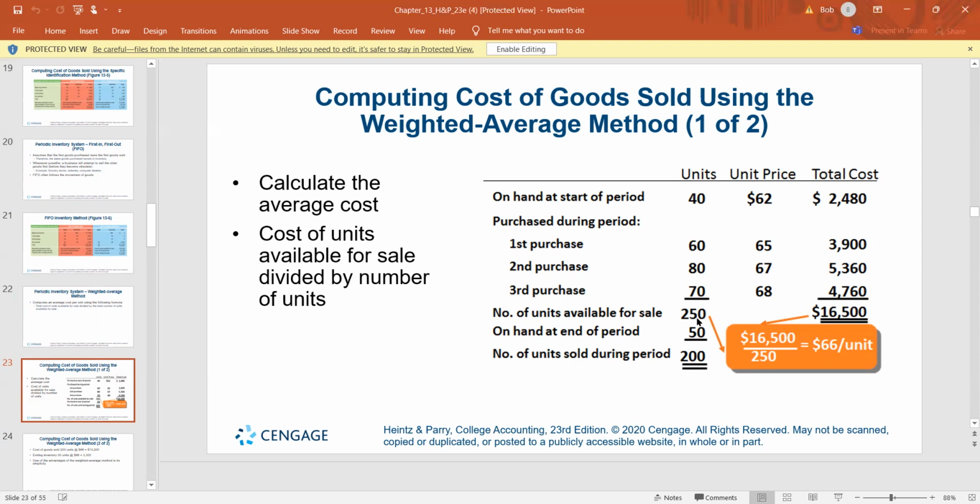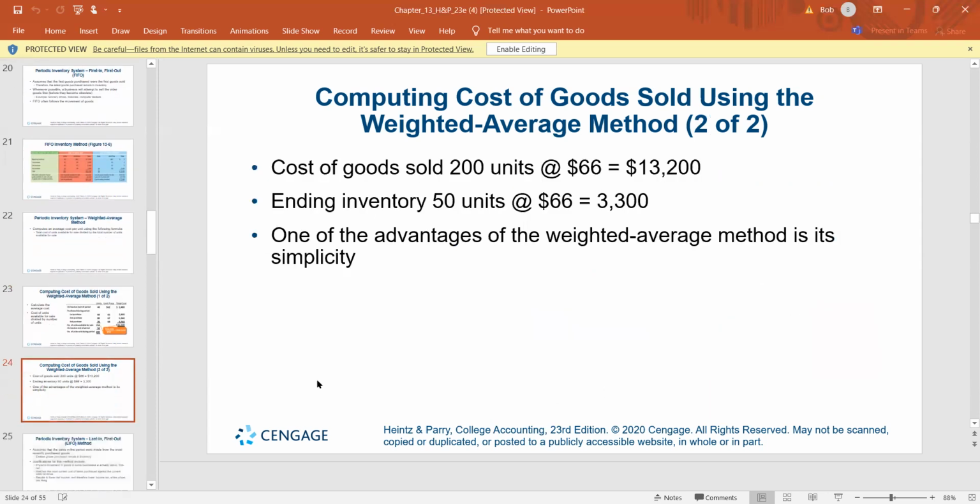All you have to do then is multiply the number of units sold times 66, and the number of units remaining in inventory by 66. It's a very easy method. Don't make the mistake of coming up with the average price by adding vertically here. That's not going to give you the right number, okay? You do it horizontally. Cost of goods sold, 200 times 66, 50 times 66. One of the advantages of weighted average is the simplicity. Yes, it is a very simple method.